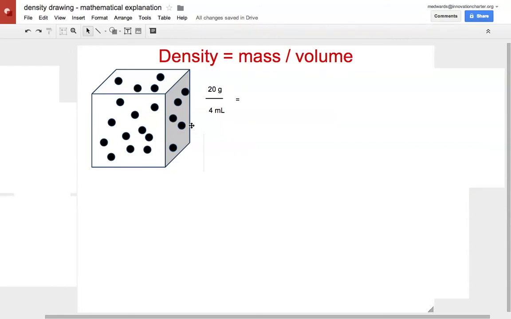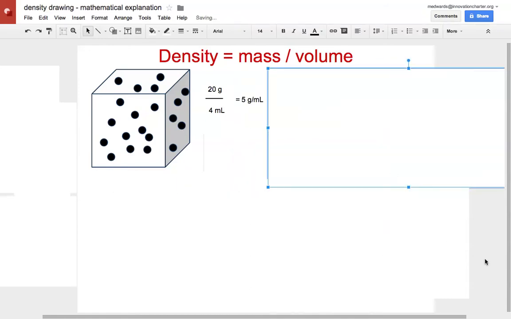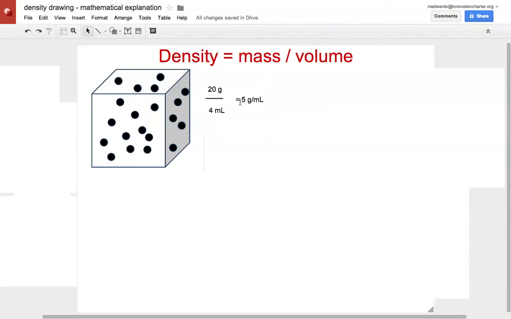Each dot represents 20 grams. The cube's volume is 4 milliliters. Again, why? Because I chose it. The numbers really don't mean anything other than for example purposes. So if we take that and divide it out, 20 divided by 4 gives us 5 grams per milliliter.